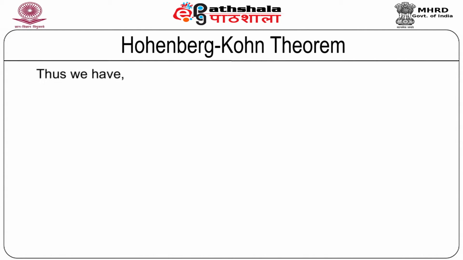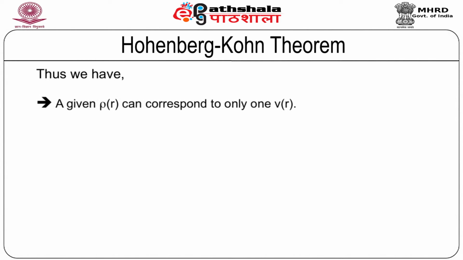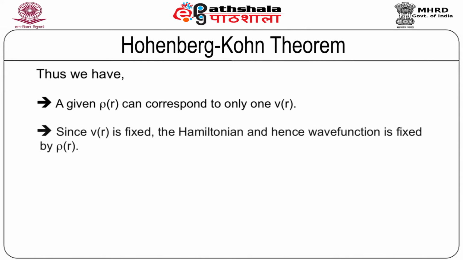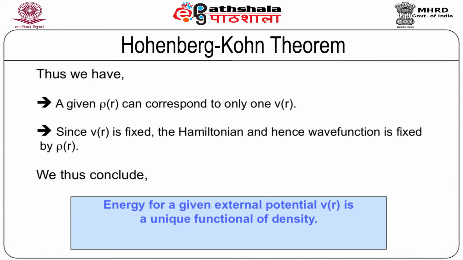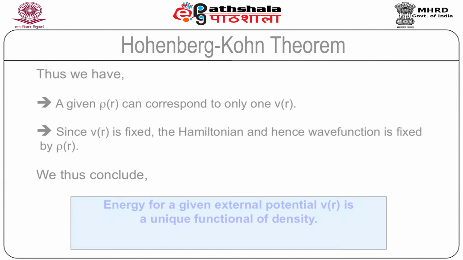Thus, we have the following situation. A given ρ(r) can correspond to only one V(r). Since V(r) is fixed, the Hamiltonian and hence the wave function is fixed by ρ(r). We thus conclude energy for a given external potential V(r) is a unique functional of density.